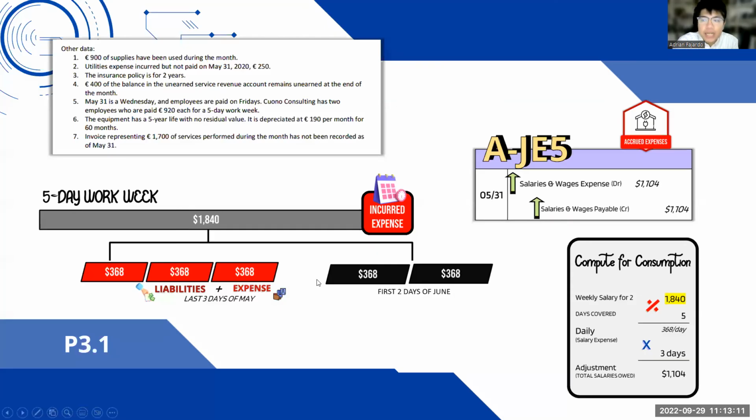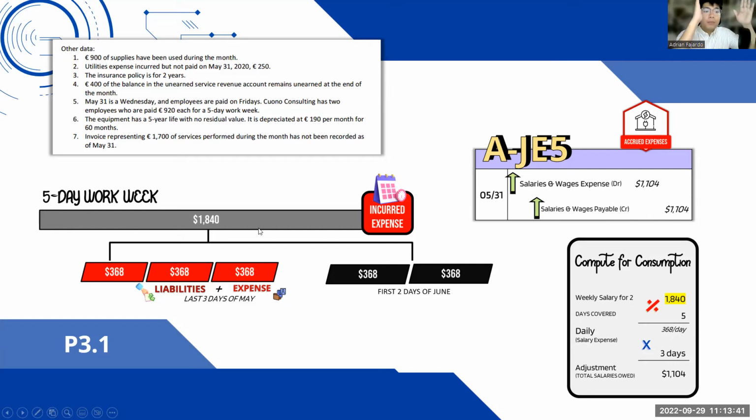So to further appreciate this, let's look back in Kuono Consulting. And in Kuono, number 5, it said May 31 is a Wednesday and employees are paid on Fridays. So now, basically, naputol yung work week, right? So he pays 1,840 for 2 workers. So we divide it by 5. So we know that it's 368 per day.